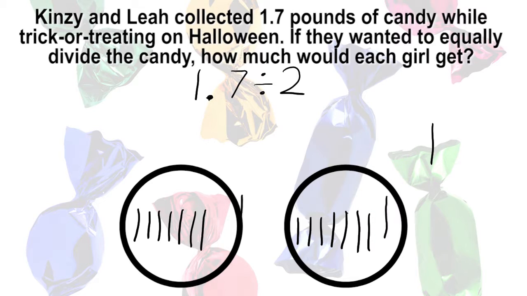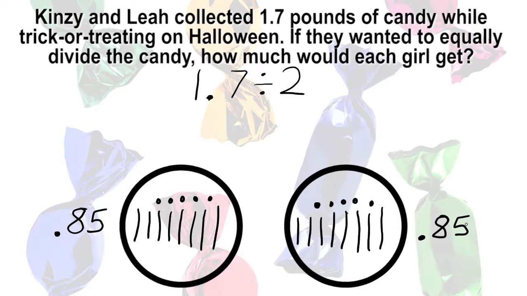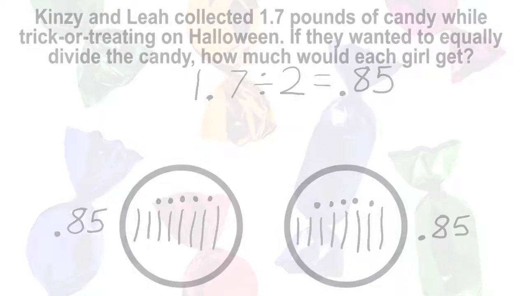We have placed 8/10 into each group, leaving us with 1/10 of a pound as the remainder. We are unable to divide 1/10 into 2 groups without decomposing it into smaller units, in this case 10 hundredths of a pound. Now we have 10 hundredths left to divide into 2 groups. Each group received 8/10 and 5 hundredths. Since we have fully partitioned our original 1 7/10 pounds of candy, we know each girl will receive 8/10 and 5 hundredths of a pound, or 85 hundredths of a pound.